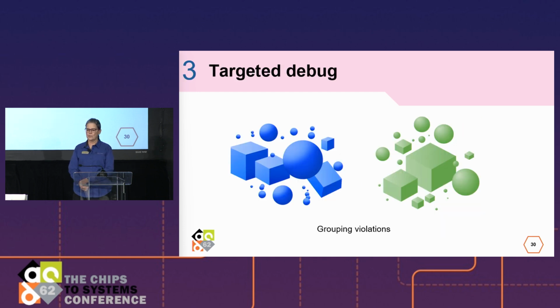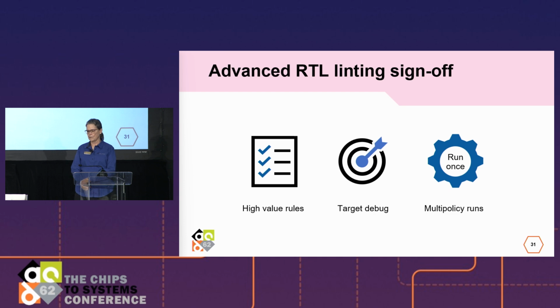Number 3 is targeted debug. To achieve this, group violations by a particular file or module, or by severity, or by the different kinds of rules. To summarize, advanced linting methodology should include high-value rules, it should include targeted debug, and also efficient multi-policy runs.